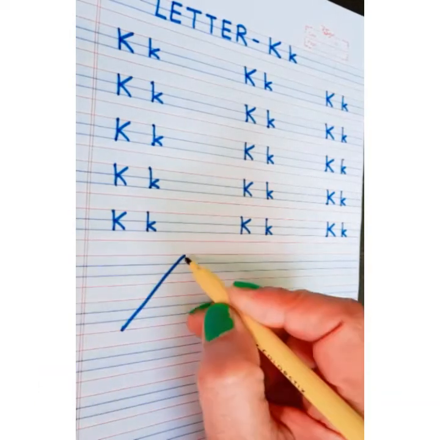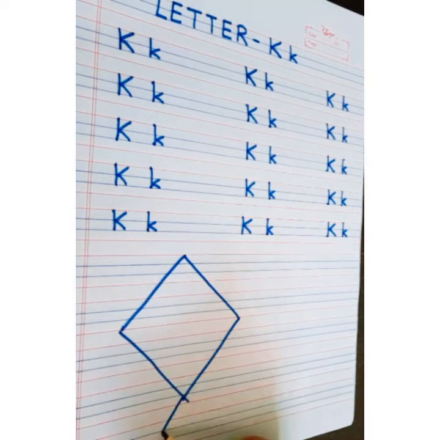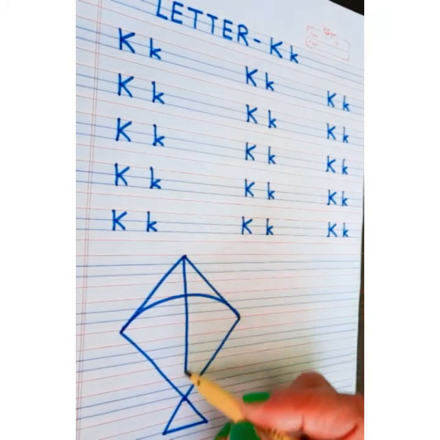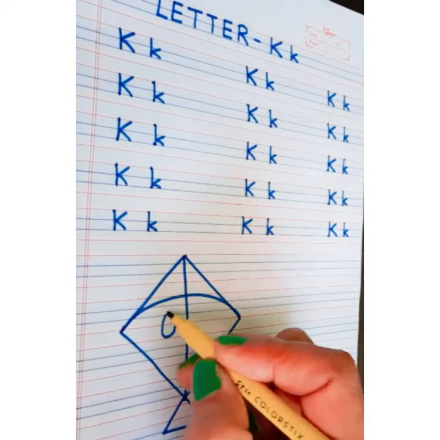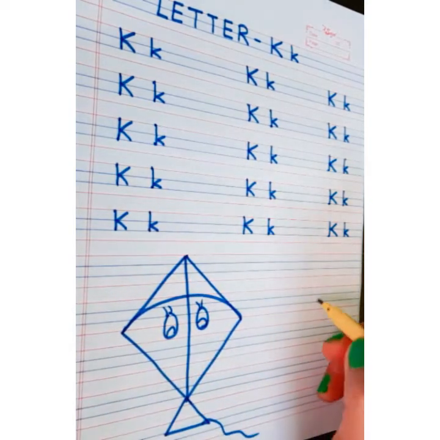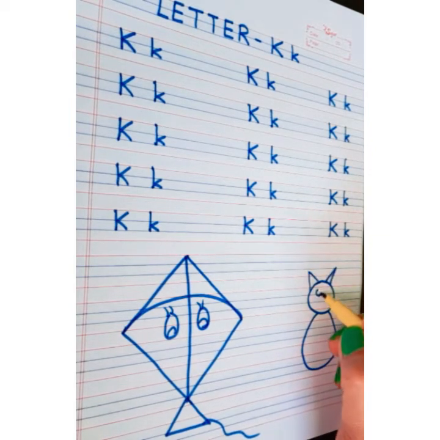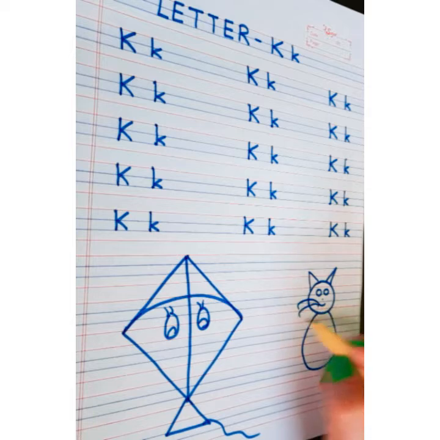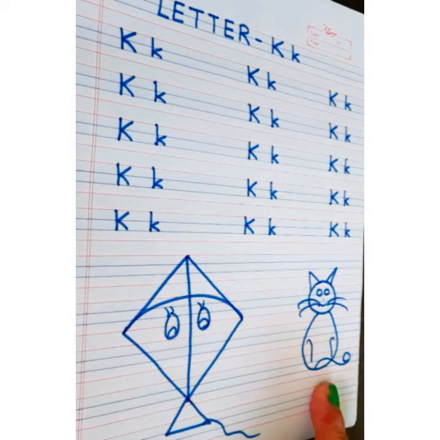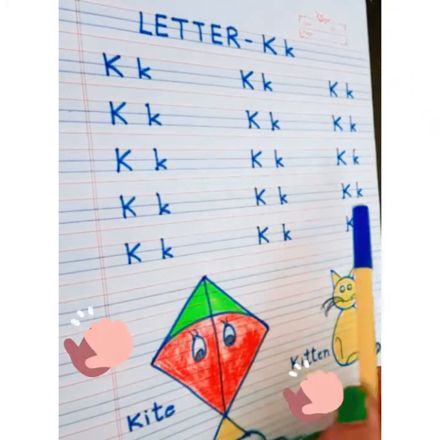Now let's draw a beautiful kite. K for kite. Kite flies up, up, up in the sky. K for kite. And K for kitten. Cat baby, kitten. Mew mew. Now let's color the kite and kitten.